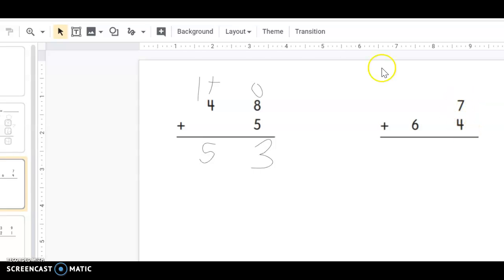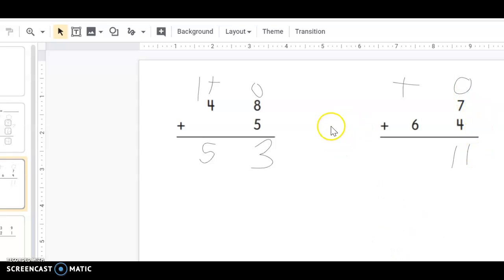7 plus 4. Now remember, I always want to write my 10s. There's my T, and then I have my 1s, my O, T, O. Okay, so let's add my 1s first. 7 in your fist, count up 4, or if you have it memorized, you can just write your number out. 7 plus 4 is 11.